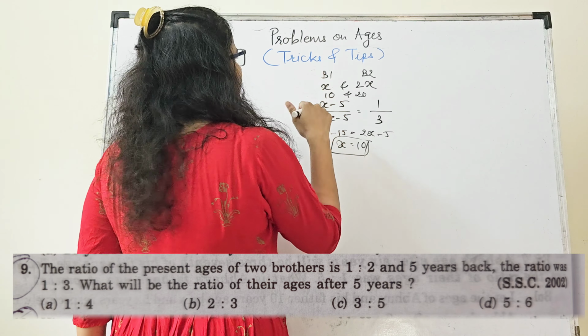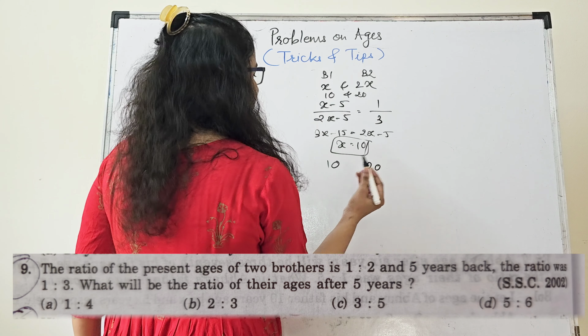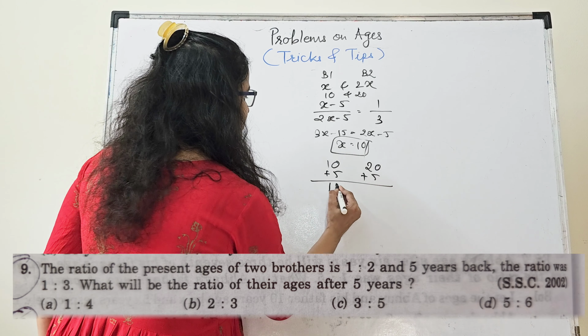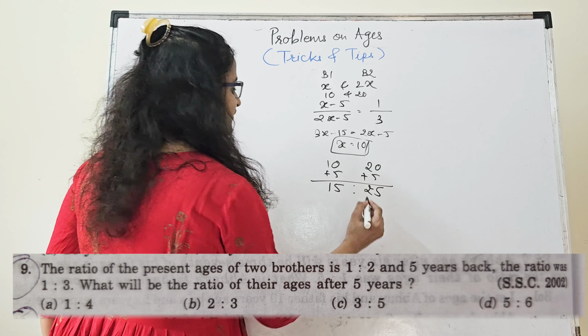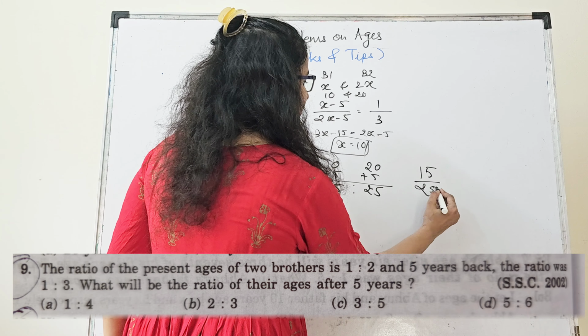Okay, so what are going to be their ages after 5 years? See, their present ages are 10 and 20. After 5 years means just plus 5, plus 5. Yes, so their ages are going to be 15 and 25. So the ratio is 15:25.